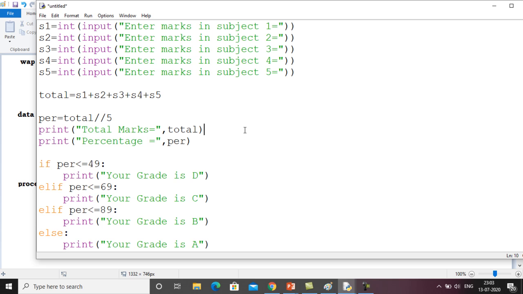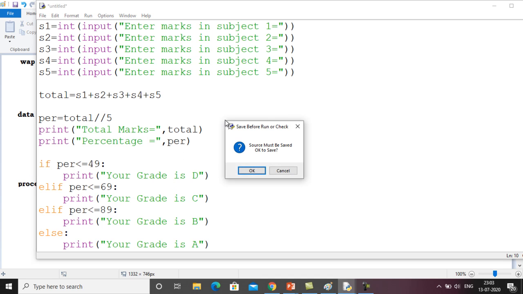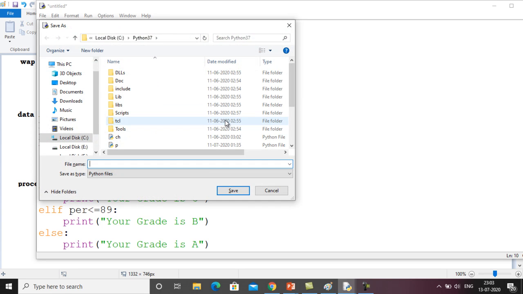So now the user will see the total marks as well as the percentage, and then he will see the grade also. So let me run this program. First I have to save this program also. So I have given the name as program 2.